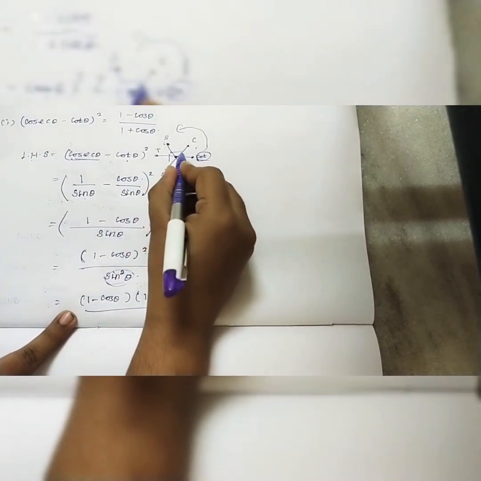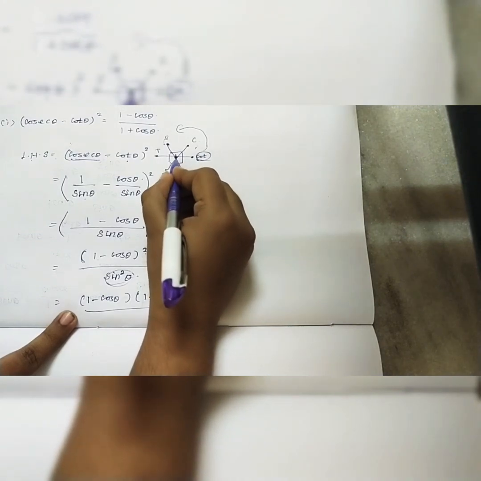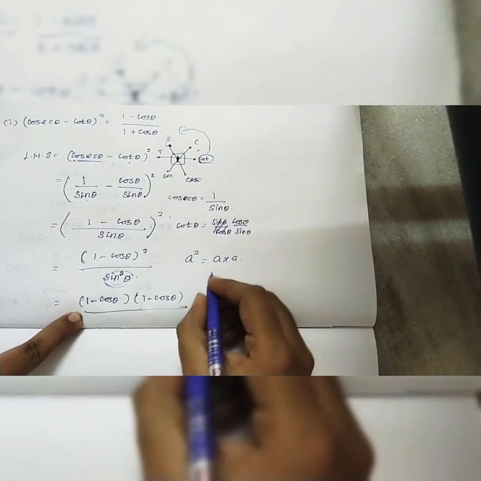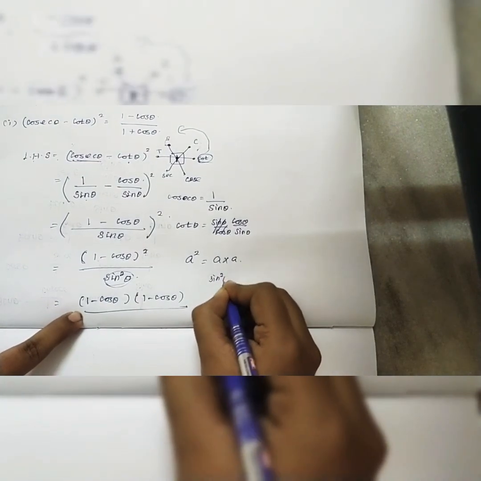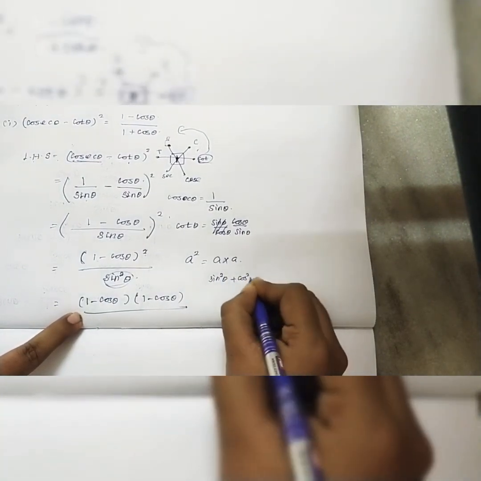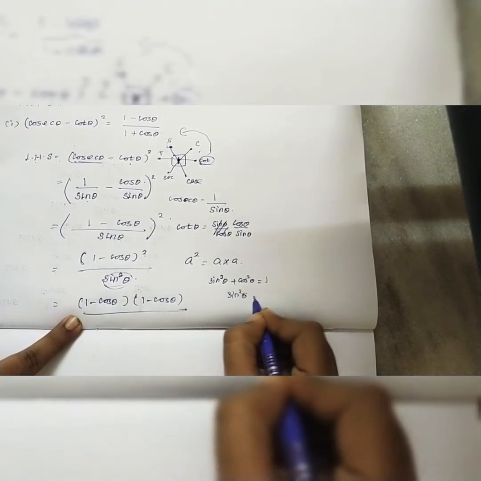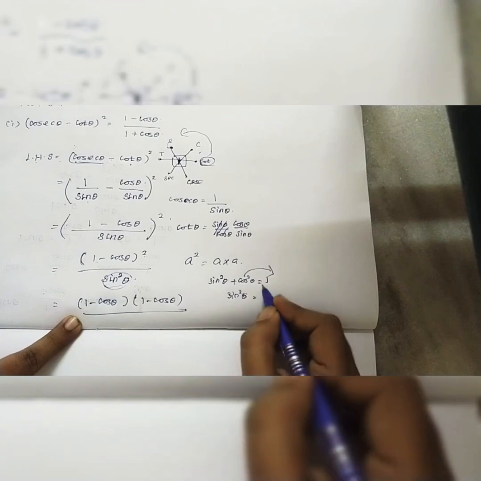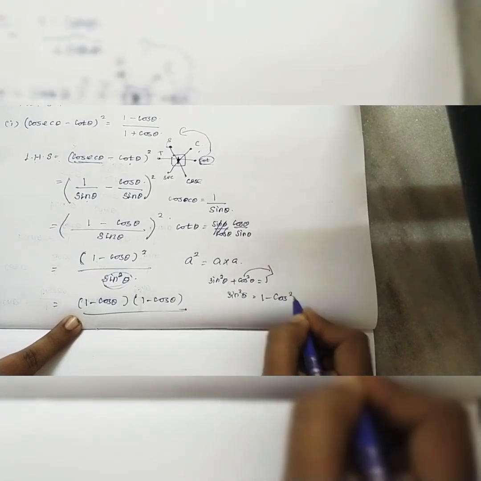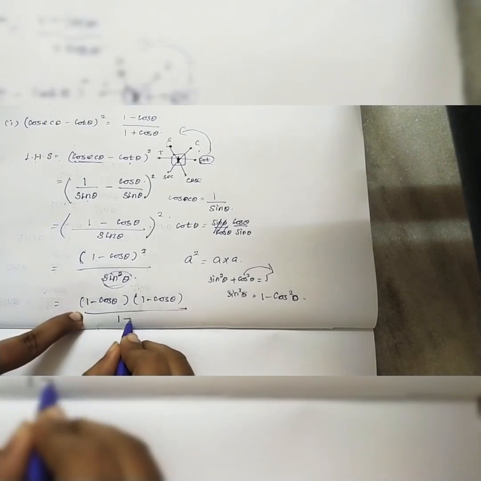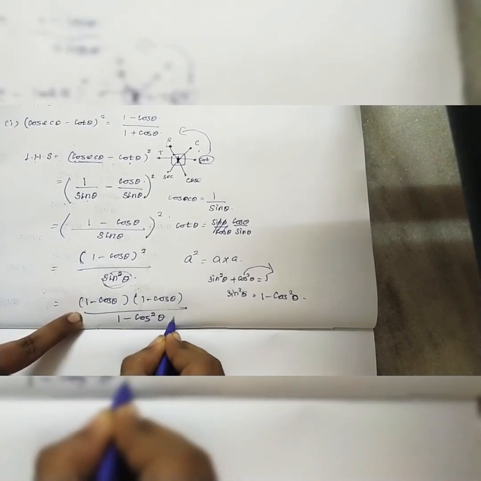Already we know, here we will consider 1. Sin square theta plus cos square theta equals 1. Already I explained that sin square theta plus cos square theta equals 1. If you need sin square theta, we transfer cos square theta to the other side, giving 1 minus cos square theta. So instead of sin square theta, you can write 1 minus cos square theta.